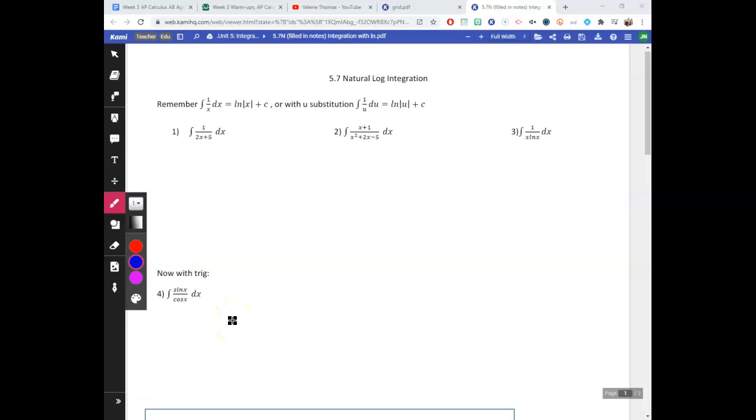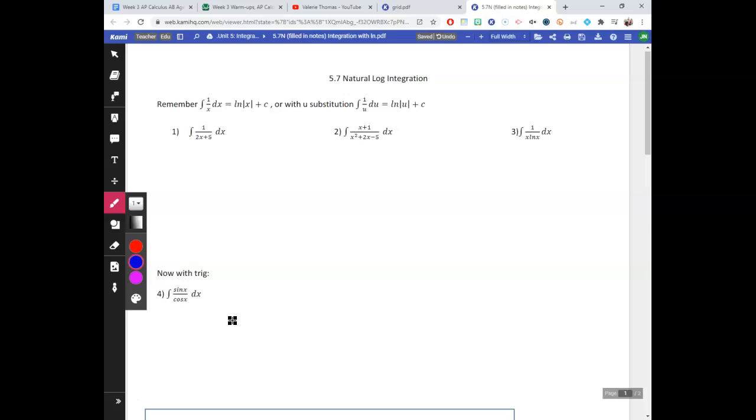So, natural log integration, this is something we've been talking a little bit about. Hopefully you guys are really getting the hang of recognizing that when it's 1 over x, you don't change it to x to the negative first and then try to integrate that, because that will be x to the 0 over 0. It's really equal to natural log of the absolute value of x plus c.